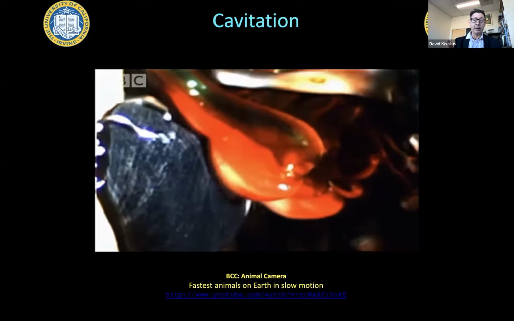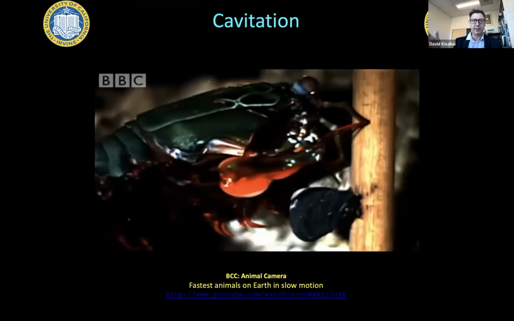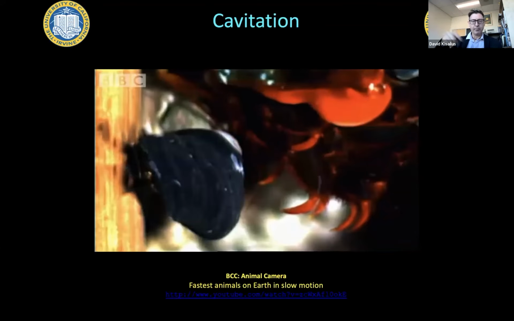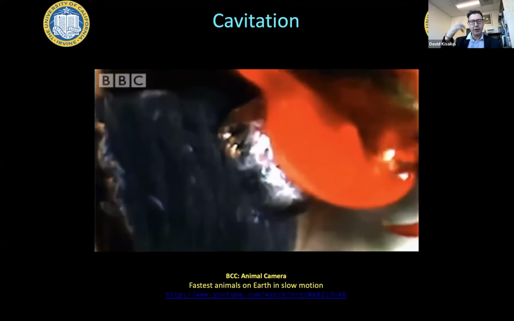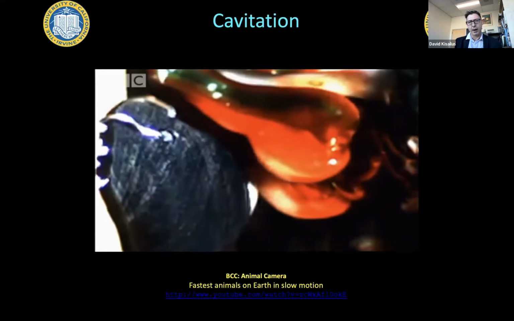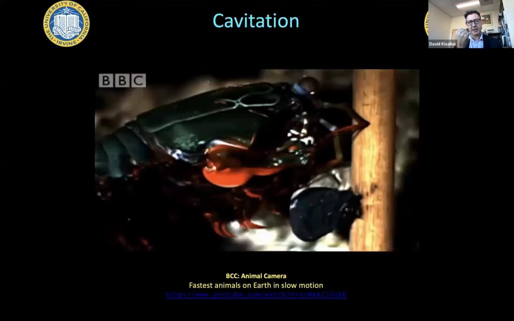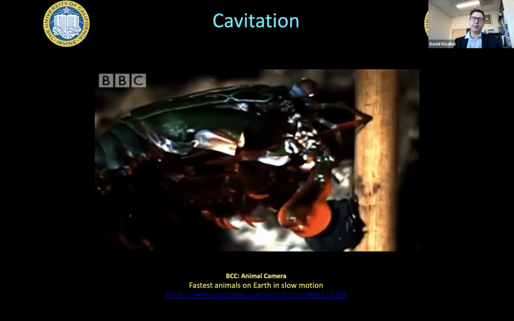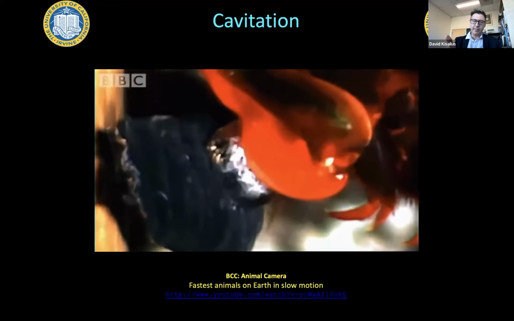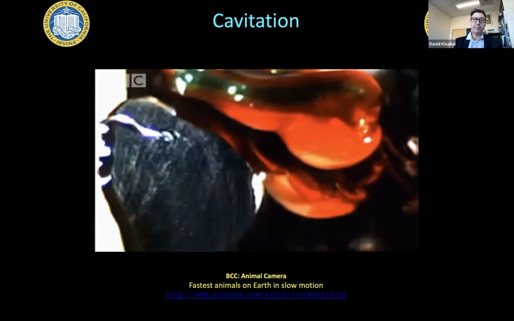In marine ships, submarines, just regular ships, when the impeller is moving underwater to push the ship forward, there's a lot of damage that eventually occurs because of this cavitation problem. But again, the mantis shrimp can do this thousands of times without damaging its own club. So the obvious question for us in our lab is, what is it made of? How is it architected? And can we utilize those designs?